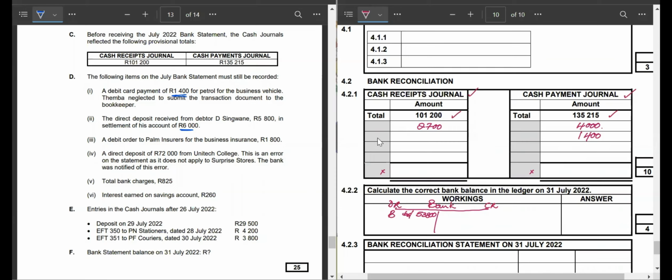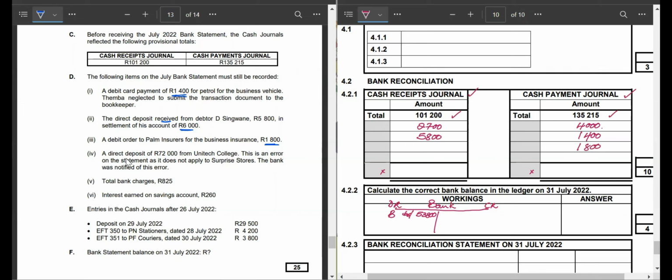That is what we record. What we have been paid is what we record. What we have received is what we record. So we record our 5,800 in the CRJ. Then another one says, a debit order to Palm Insurers for the business insurance, 1.8. So we are paying for insurance in this case, that is 1.8, CPJ 1.8.